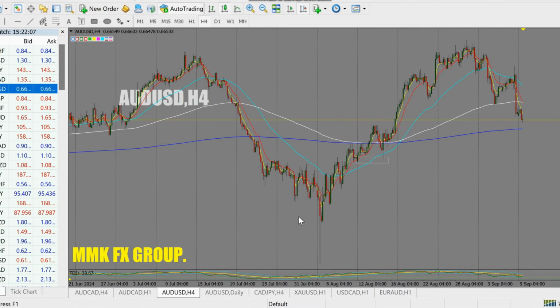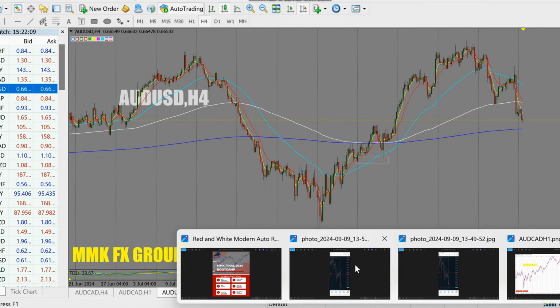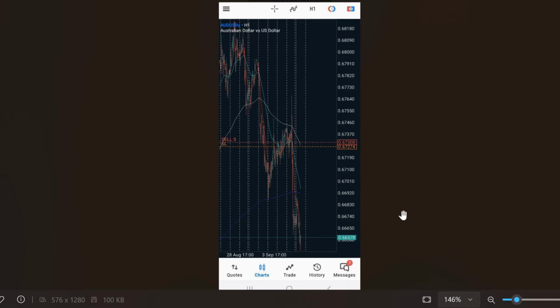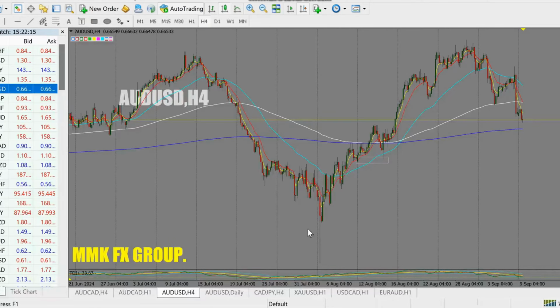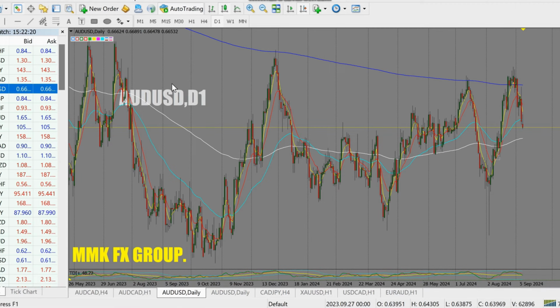All right, guys, welcome back. So we also spoke about AUDUSD, and also another trade that we took. I'm going to be taking you through how this came about. When it comes to level counts, this was very interesting.